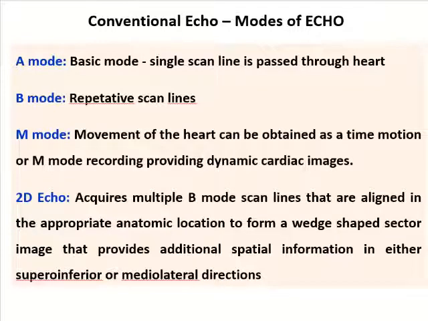If we are talking about conventional echography, we have these types of modes. It is A mode, a very basic mode of operation, whereas in B mode repetitive scan lines are used, whereas in motion mode, M mode, movement of the heart can be obtained with respect to time. And the fourth option is 2D echocardiogram, which requires multiple beam scan lines aligned in appropriate anatomic locations to form a wedge-shaped sector image that provides additional spatial information in either supero-inferior or mediolateral directions. So these are regarding the conventional echo system.